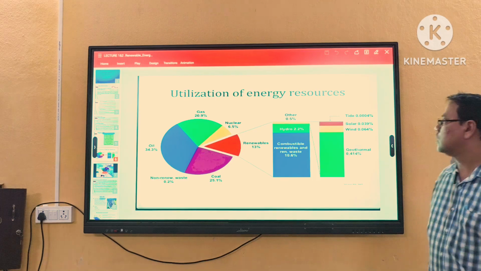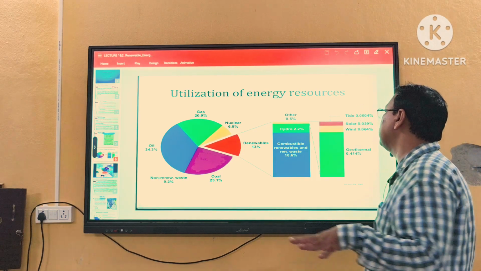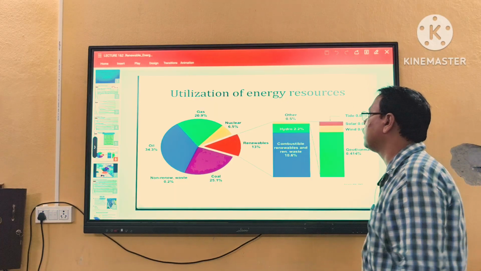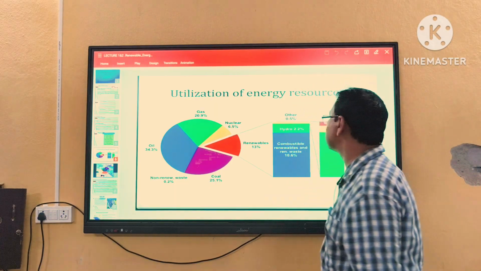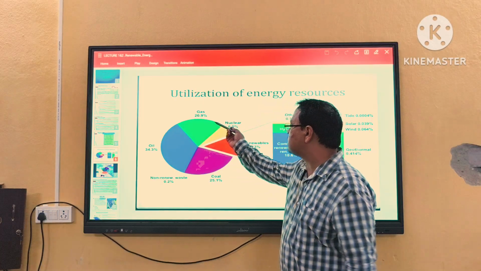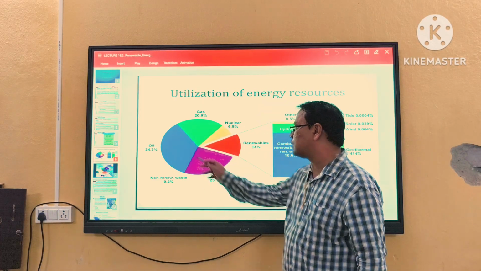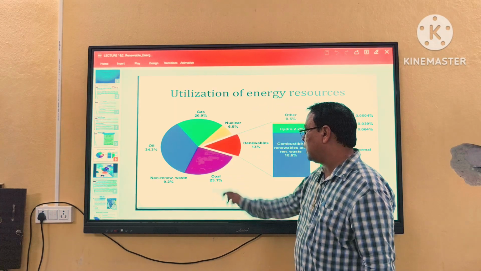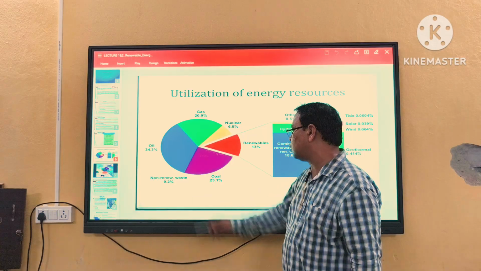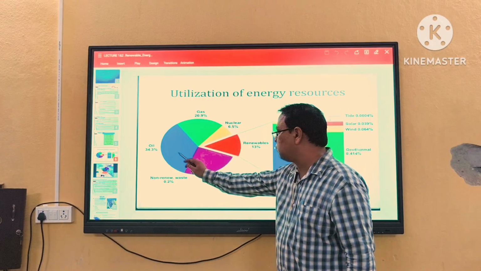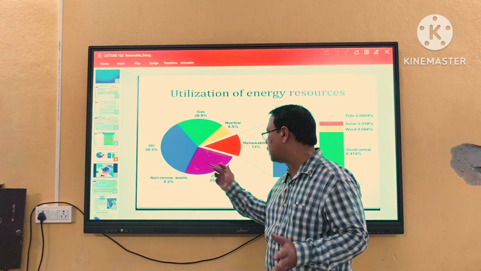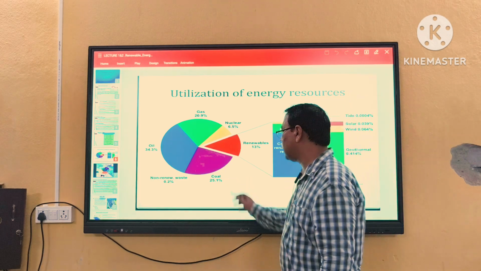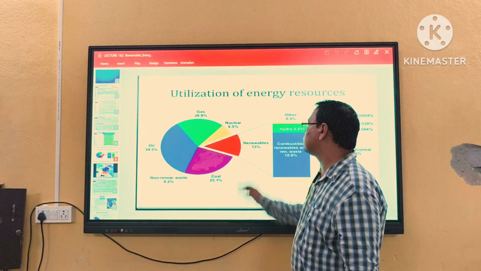First, let us see the utilization of energy resources in our country. Gas is utilized at 40.9%, whereas oil is used at 34.3%, and the non-renewable waste is 0.2%. Then coal is the second most used, the maximum-use energy source, at 45.1%, and nuclear energy is 6.5%.